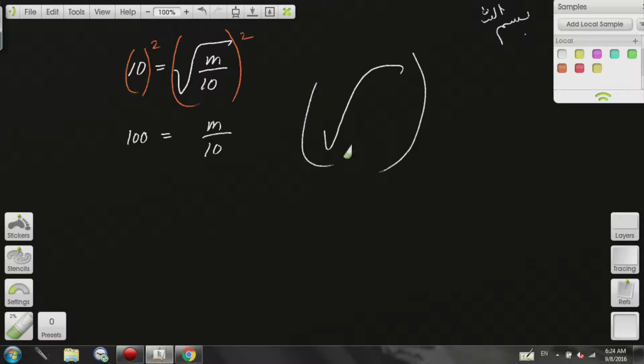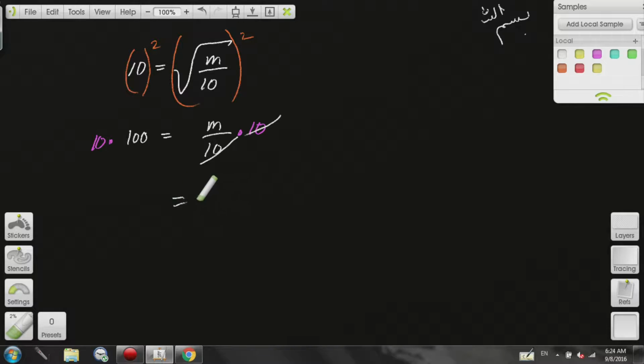Because the square root of anything, no matter what it is, let's call this a, it doesn't matter, a could be a fraction. The way to get rid of the radical symbol is by squaring both sides. And now we have to solve for m. Just multiply both sides by 10, like this. Then you have m equals 1000. So that's that.